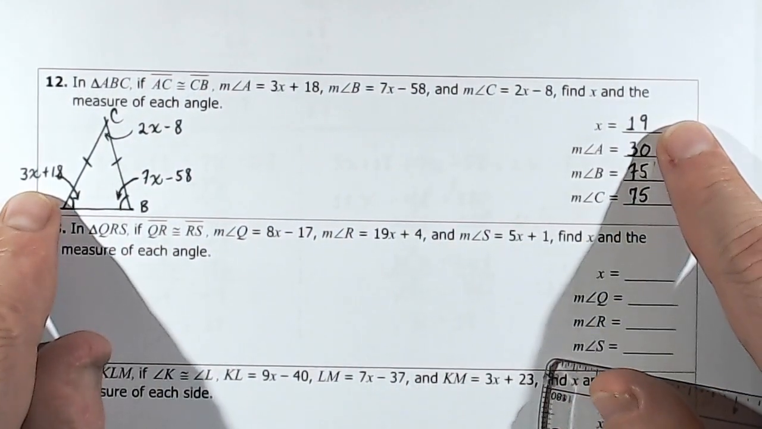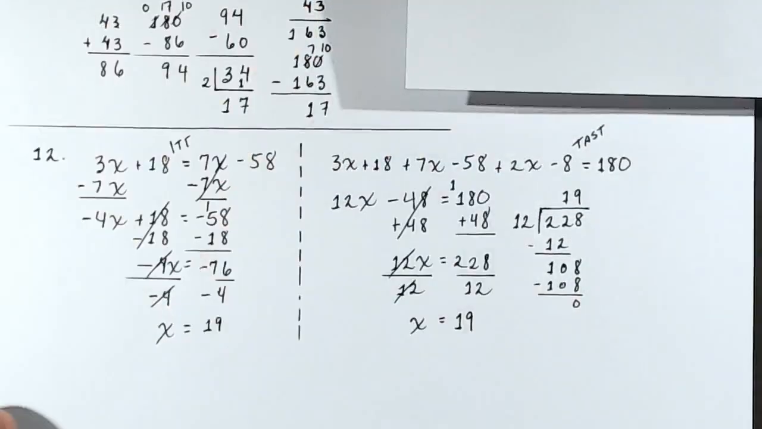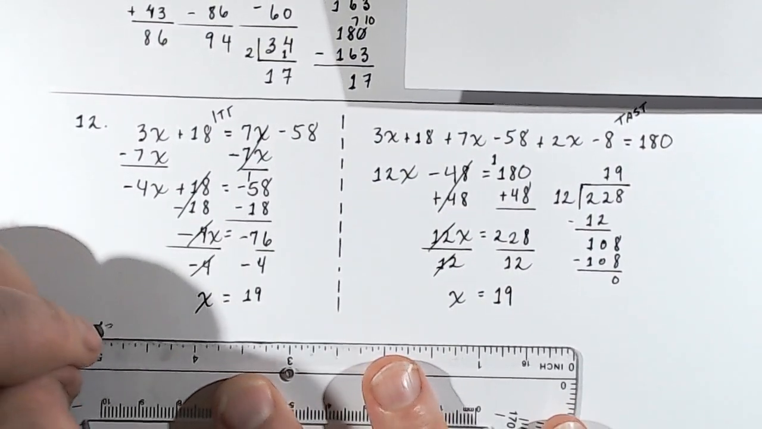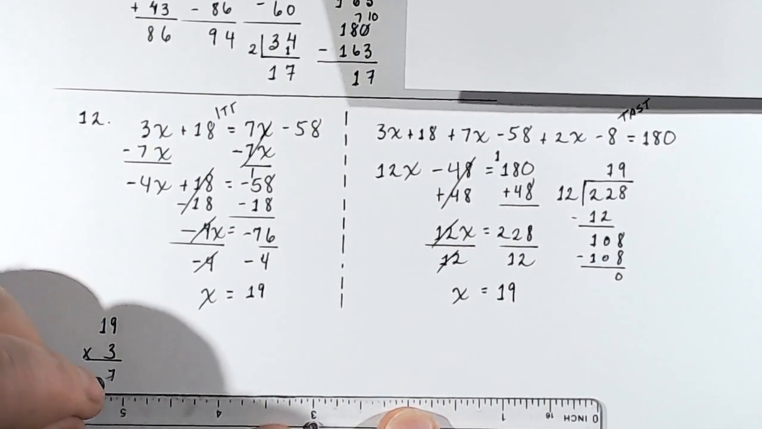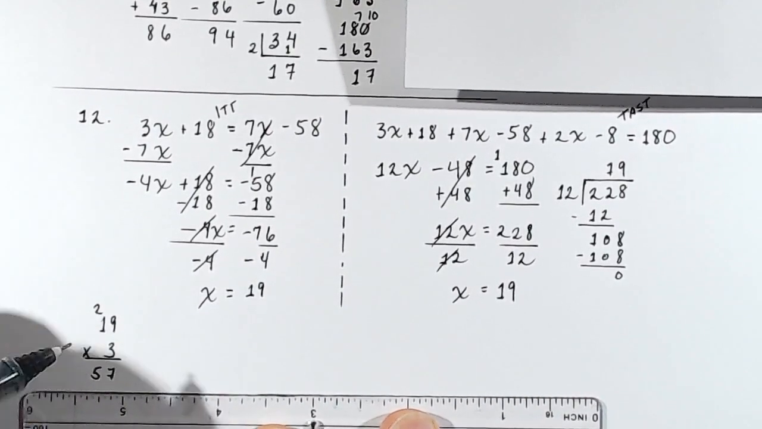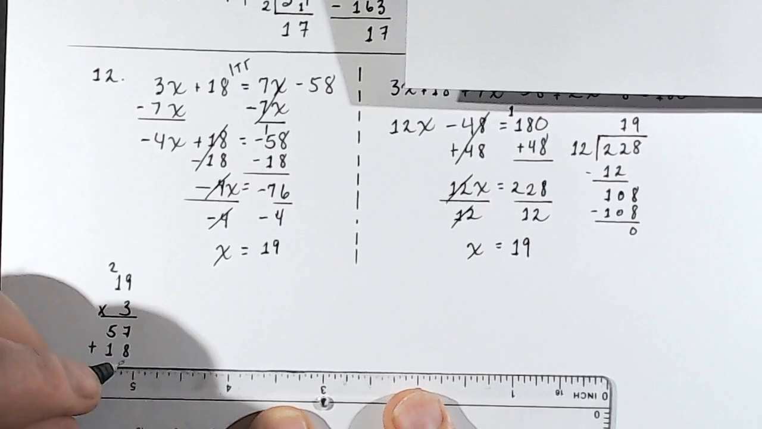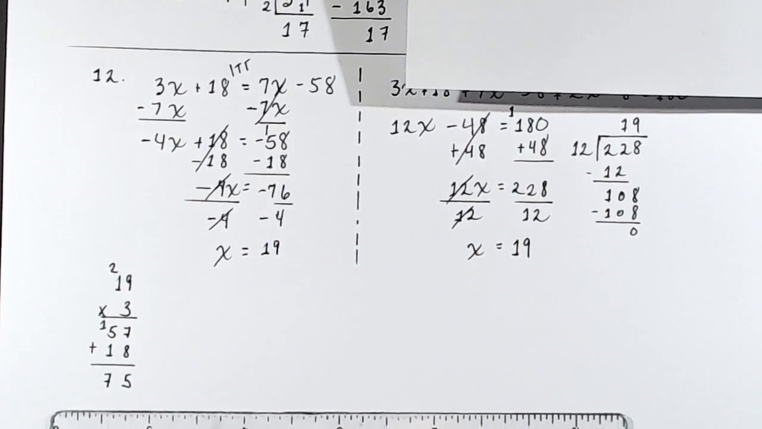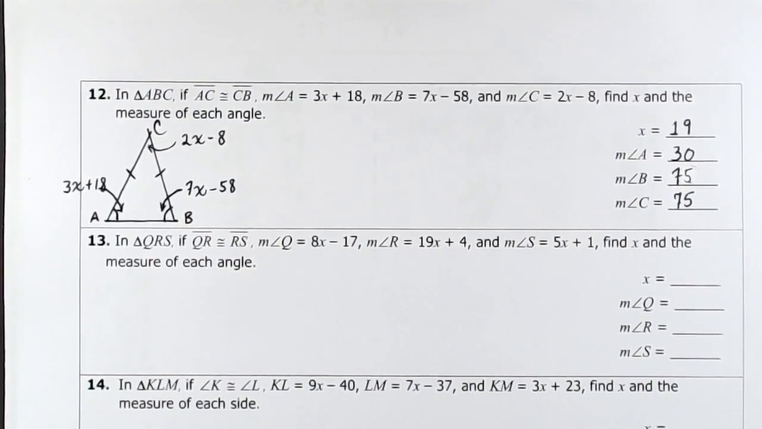Let's try 3 times 19 plus 18, just to check, because we should get 75. All right, so what is 3 times 19? That's 57 plus 18, and this should be 75. And it is. Okay, so we are correct. Those are all the measures there. That's number 12.